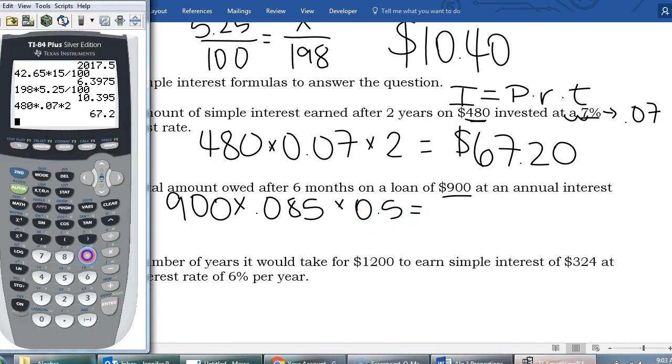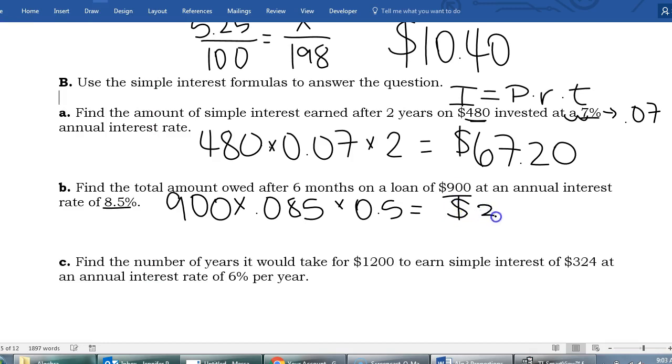So, interest, 900 times 0.085 times 0.5 gives me $38.25. But we're not done. So, the last question asked me for interest. That's what I found, interest. This question asked me for total amount. This is not the total amount.